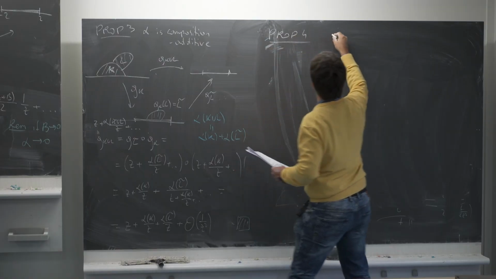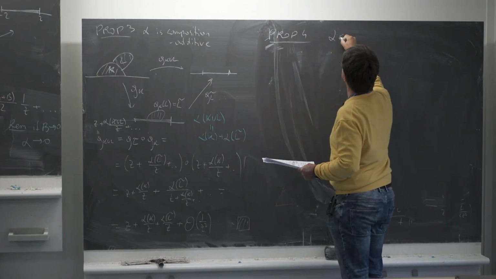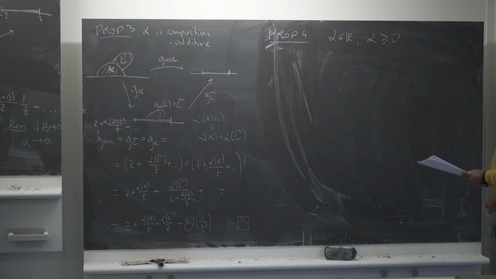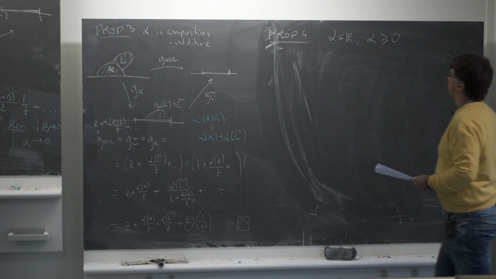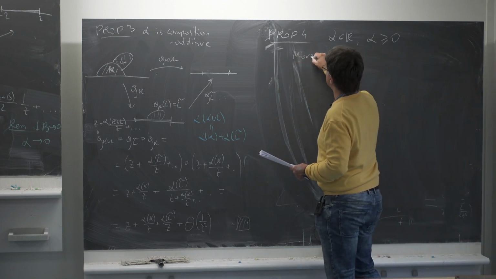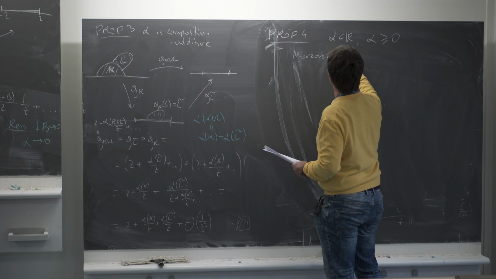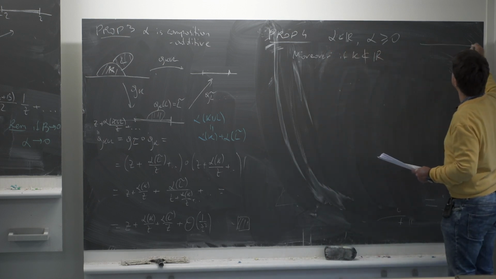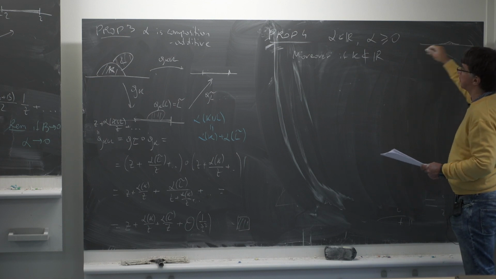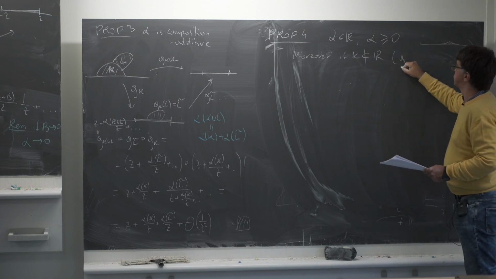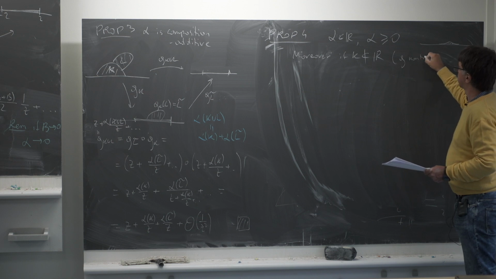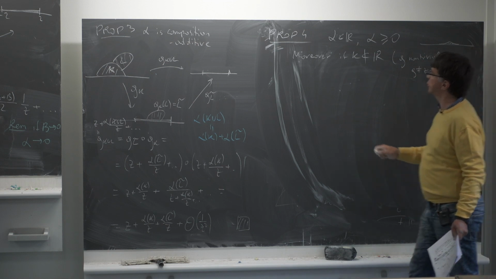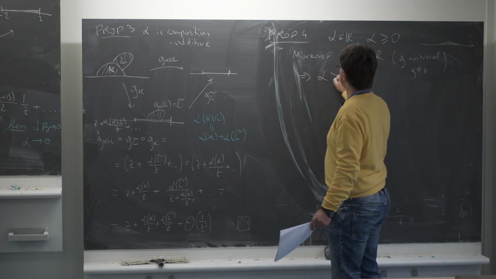Proposition 4 is that we already know that alpha is real. But actually, alpha is non-negative. And moreover, if K is not entirely inside the real line, so if K protrudes even a little bit, meaning that G is non-trivial, G is not identical with Z, then it means that alpha is strictly positive.